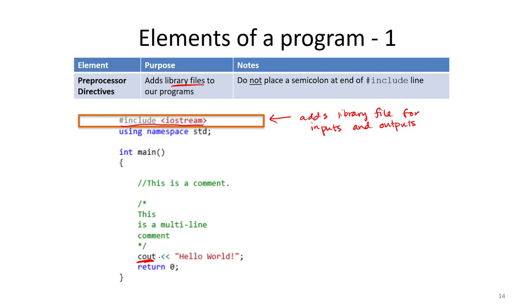And we'll learn later in the class that we can also create our own library files, and we'll do that later when working with objects and classes. In this case, iostream is built into C++. One other thing to note, notice that we do not put a semicolon at the end of that include line. There's no semicolon here. So be careful, no semicolon after that line.